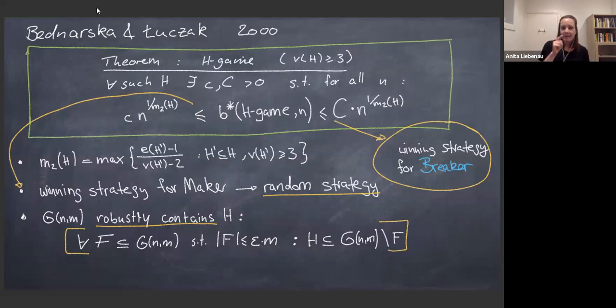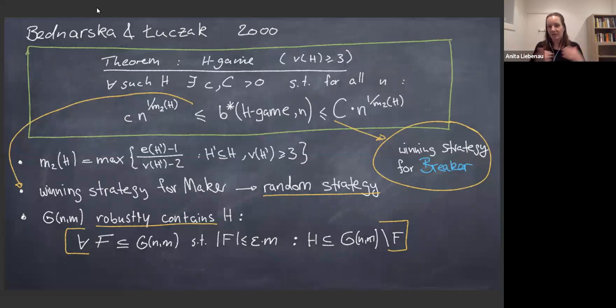Okay, and then they proved that, well, if your B is of the order of a small constant times n to the 1 over m2 of H, then your G(n,m) has the property that no matter which epsilon proportion of edges you delete, in the remaining subgraph you will definitely find a copy of H.